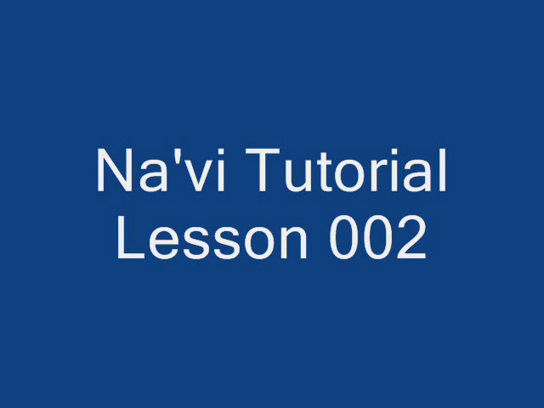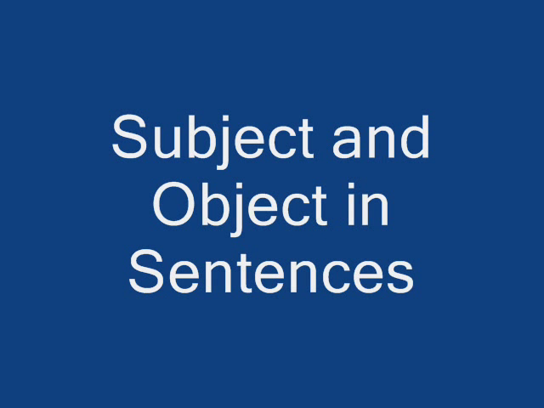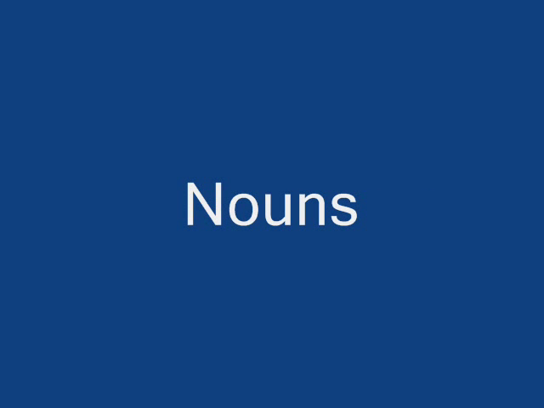Welcome to the second lesson of my Na'vi tutorial. Today we will be focusing on subject and object in sentences. The text is a first-person narration of a hunting incident. But first you're going to need to know some vocabulary words. First we are going to do the nouns.